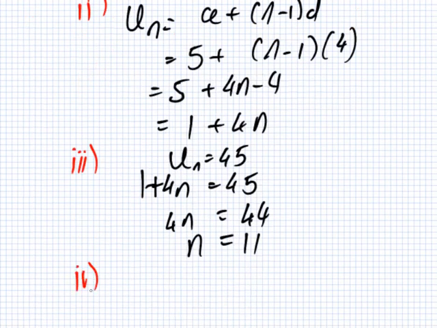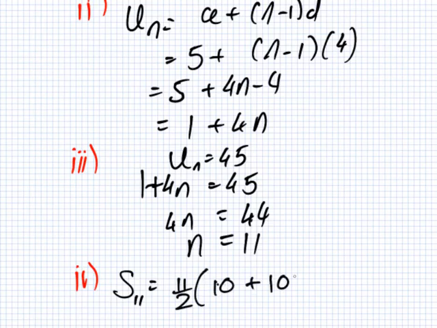And then is the next part the sum of the 11 terms? n over 2, (2a plus (n minus 1)d). 50, 25 times 2, 275? Yeah? Okay.